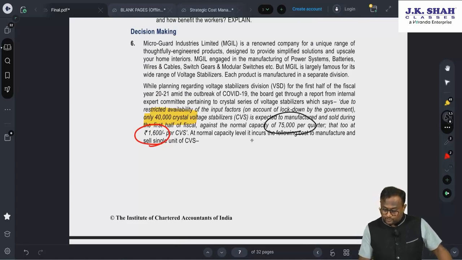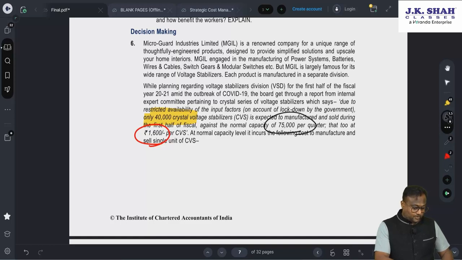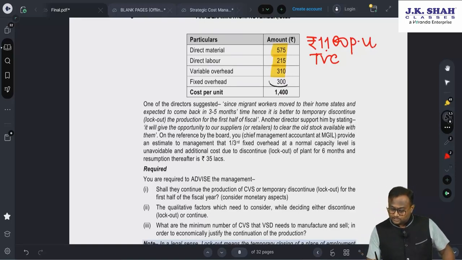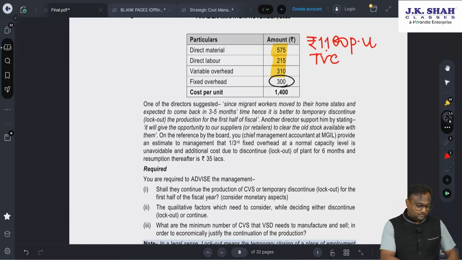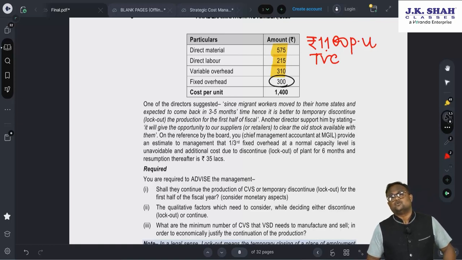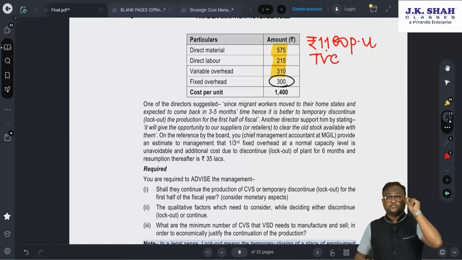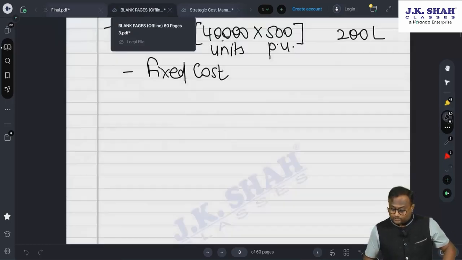See, 75,000 you are producing per quarter. That means 4 quarters per year, you will be able to produce 3 lakhs, and you are talking about 6 months. See guys, 75,000 is your quarterly quantity into 4. 3 lakhs is your annual quantity multiplied by 300, because your absorption rate is always determined based on the annual cost. If it is 300 per unit for 3 lakh units, that means definitely your fixed cost must be 900 lakhs. For 6 months, it will be 450 lakhs.